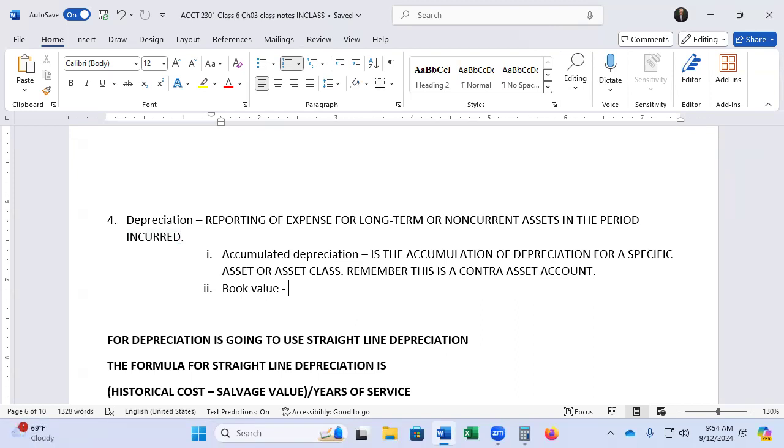Book value for non-current assets equals the historical cost less accumulated depreciation.